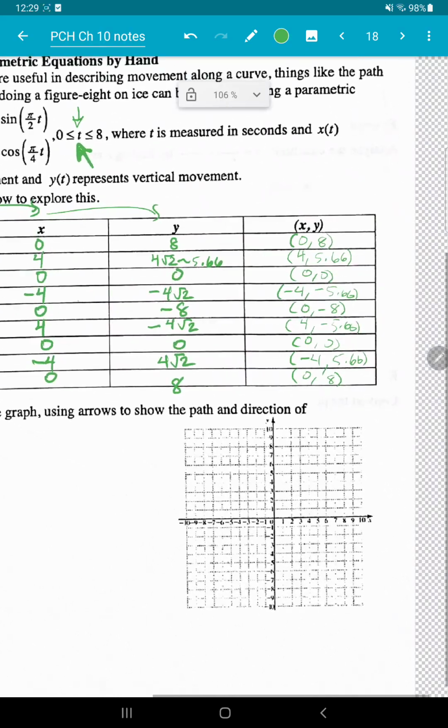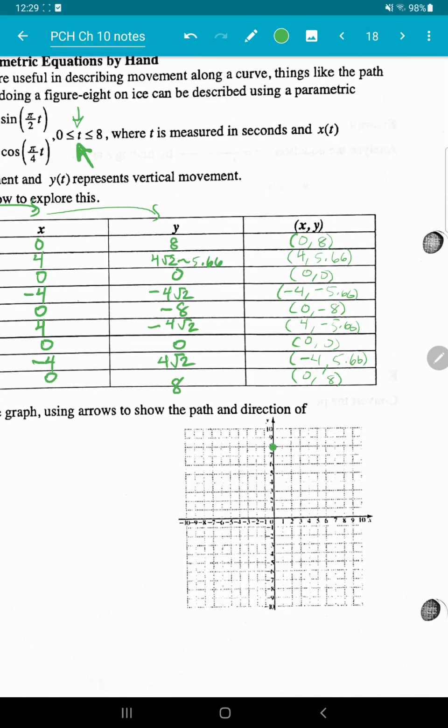Since t equals 0 is where we start, we're going to plot our first point here. Keep in mind this is where you start. Okay, and from there, this is when t equals 0. When we go to t equals 1, we'll go to 4, 5.66. We'll put a point here. This is when t equals 1.